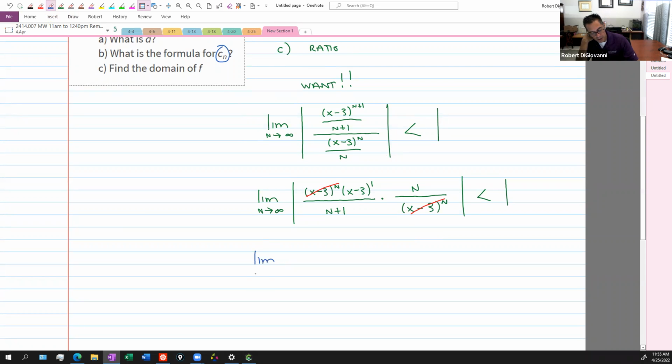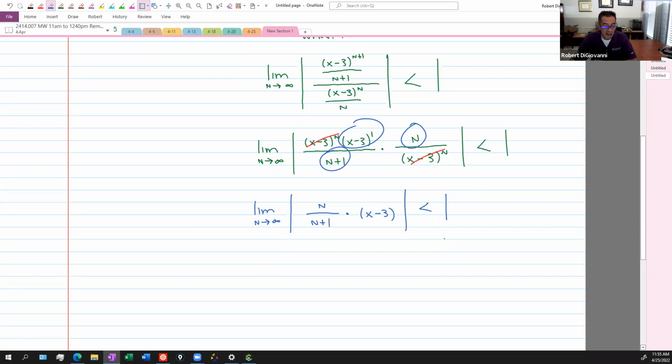I have the limit as n goes to infinity of the absolute value. Now, the way that I like to do this is the next piece that I write is going to be everything that has n in it. So I have an n on top, and I had this n plus 1. I'm going to put that below it. And then I'm going to multiply that times the stuff that has x in it, which is just the x minus 3 in parentheses. And then I need the absolute value of that to be less than 1. We want that to be true.